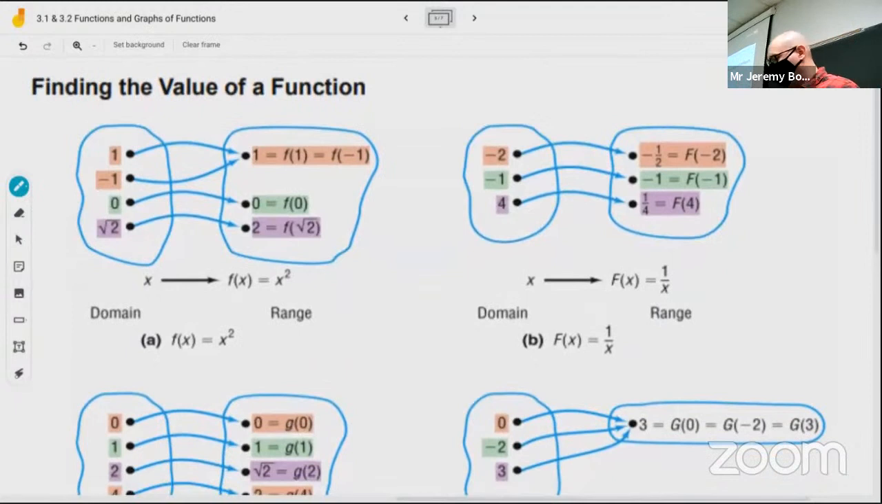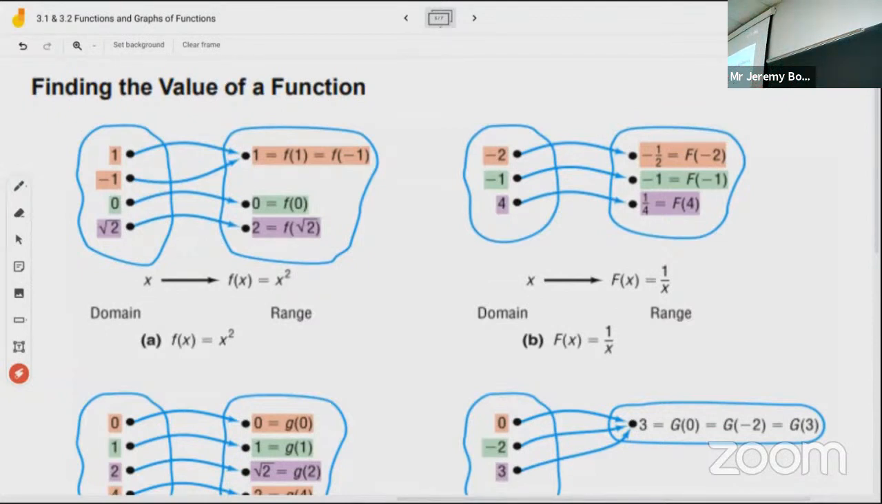Oh, okay. So to find the value of the function, all you've got to do is... If you have a function f and you want to find what f of 1 is, what are you going to do? You just take that 1 and you plug it into the function. Now what's interesting here is that f of 1 and f of negative 1 both equal 1 because it's x squared, but that's fine. Remember, they can map to the same value, you just can't have one value mapped to 2.